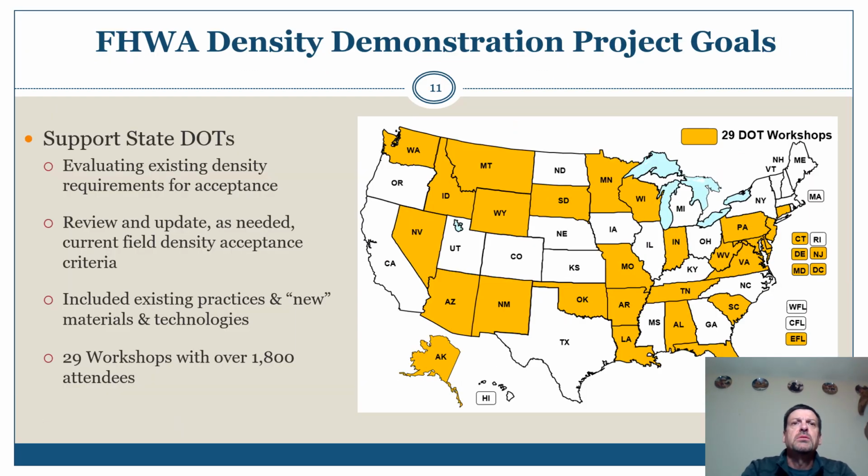The demonstration project goals were to support state DOTs in a couple of things. One was evaluating their existing density requirements that they have in place for acceptance, and then to review and update as needed current field density acceptance criteria. The demonstration projects included existing practices and new materials and technologies. Associated with the projects were 29 workshops at which over 1,800 people attended. And the map here shows the states where the workshops were held.